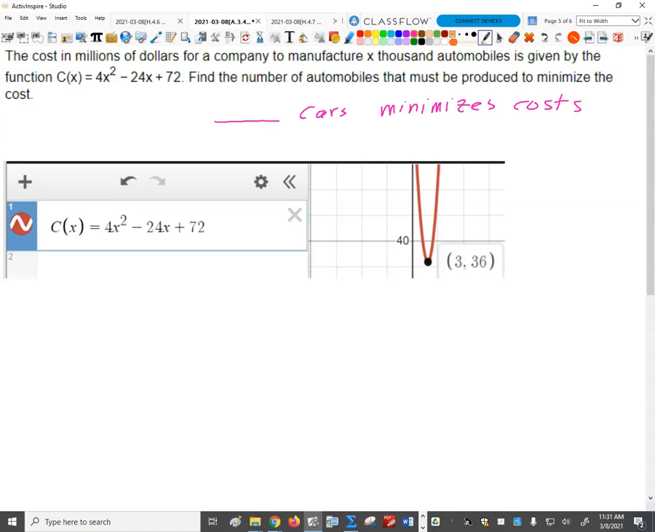Type your answer in chat. How many cars? You're the CEO of this car company. You got to make a decision here. How many cars should you target to build if you want to minimize costs, which is important? There's a graph of our cost function.